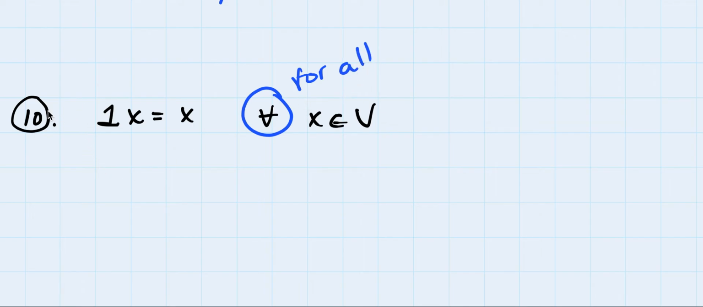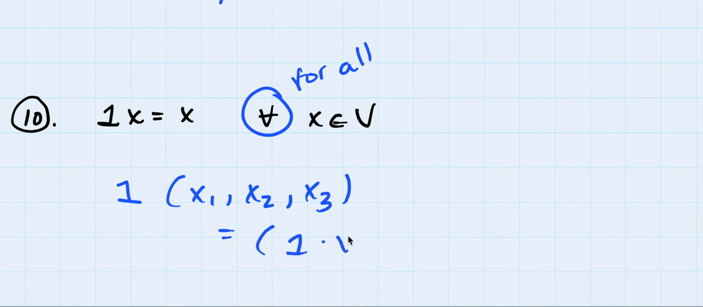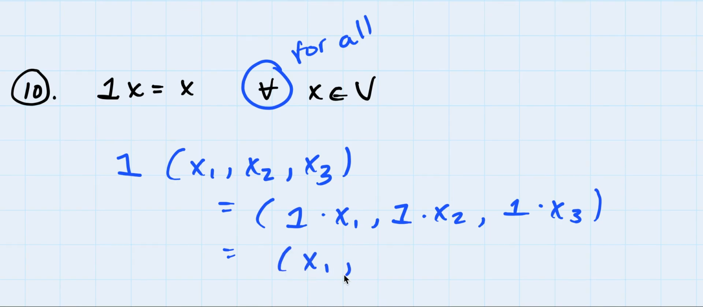So my last thing I have to show, that this is a vector space, is if I take the number 1 and I multiply it with this vector, I get the vector. So let's see, 1 times x1, x2, x3 is 1 times x1, 1 times x2, 1 times x3, which is x1, x2, x3, which is x. So that one works.